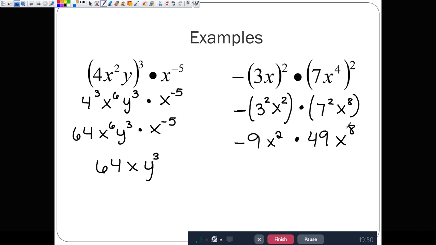Now we're going to multiply our coefficients, the number out front. So negative 9 times 49 is negative 441. And then we're going to add our exponents. So 2 plus 8 is 10.